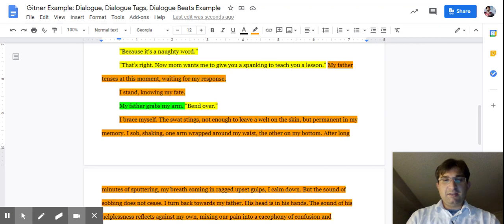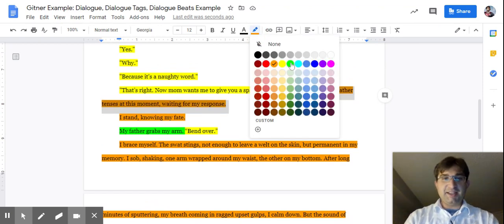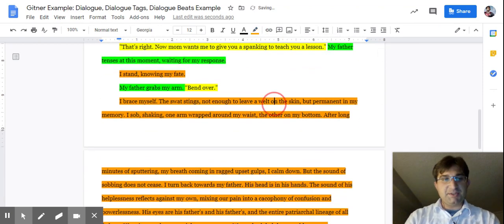Cool. Oh wait, no, here we go. "My father's." Never mind. I was totally wrong. See, it says it right after the dialogue. "My father tenses at this moment, waiting for my response." That's to remind you that this is the father finishing up speaking on that. That's embarrassing. Sometimes it happens.